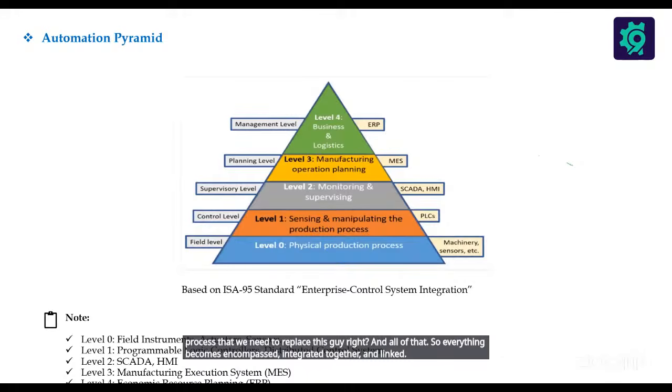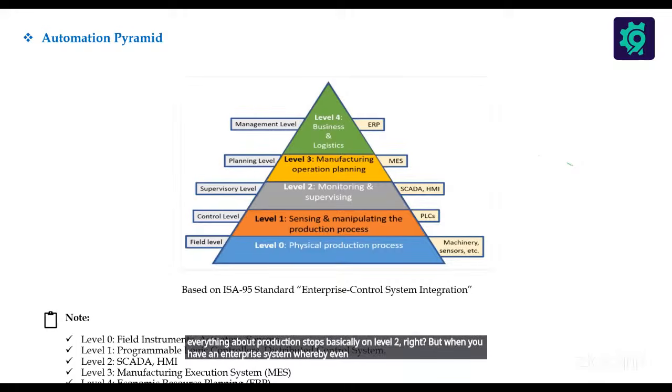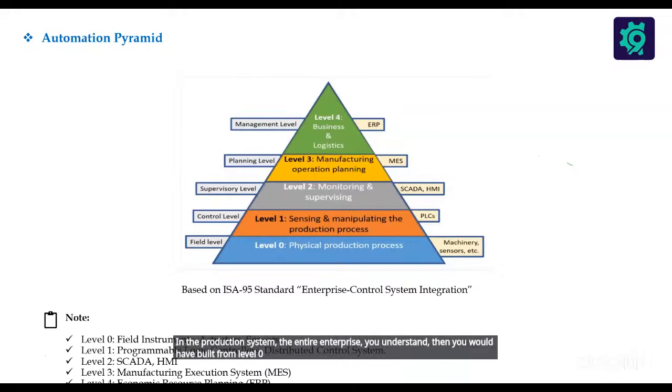So when you have a plant or a facility that you have built from level zero to level four, you can confidently say that you have built a total enterprise. Be mindful of the word enterprise, because production basically stops at level two. But when you have an enterprise system whereby even the top management is also involved in the production system, the entire enterprise, then you would have built from level zero to level four.